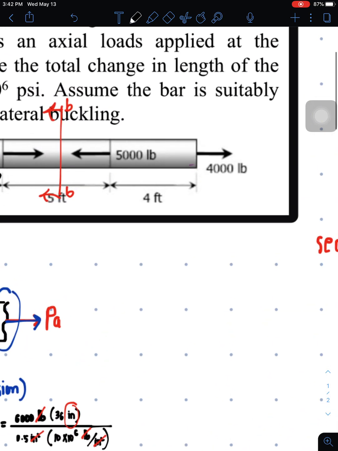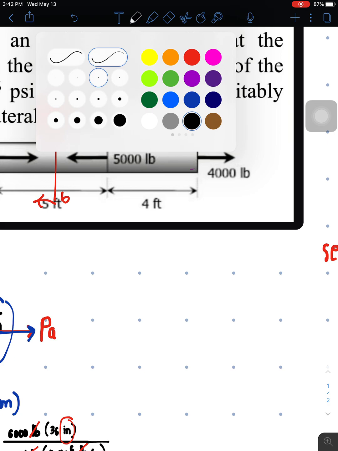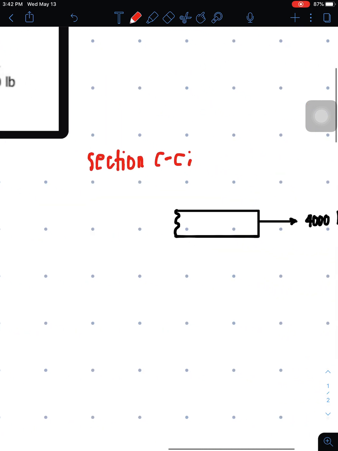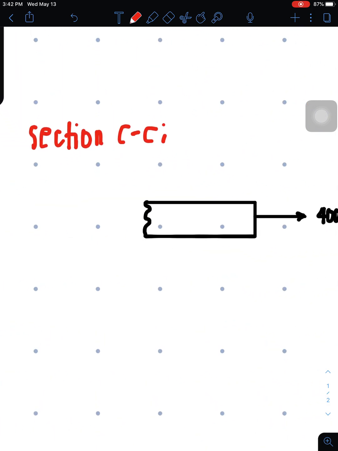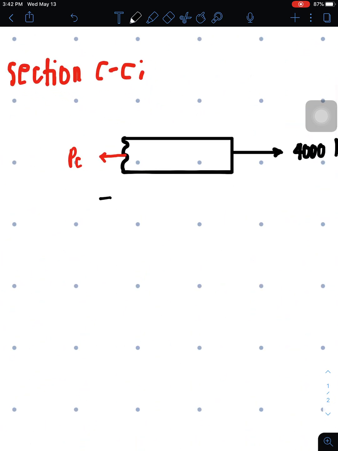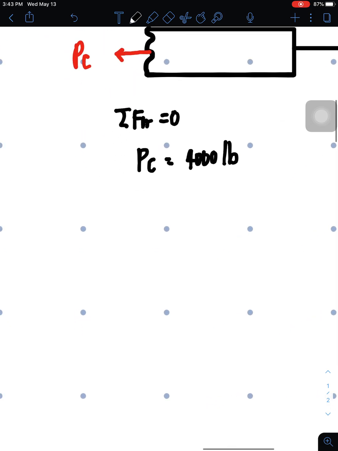So lastly, we are going to cut this section. I will cut here, and I will not consider the left but rather the right, since our figure is simpler. So that's section C. And this is section C here, 4,000. So 4,000 is imbalanced. We need a horizontal force that will balance the 4,000, and that's PC. Summation of horizontal forces for equilibrium equals 0. PC is just equal to 4,000 pounds.